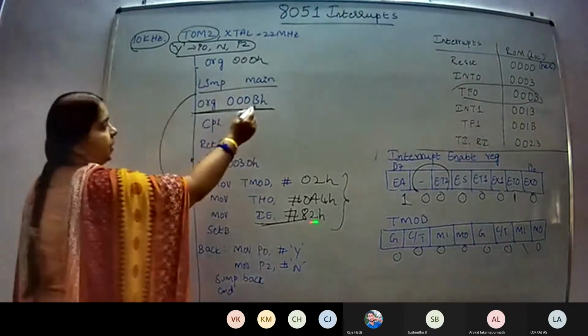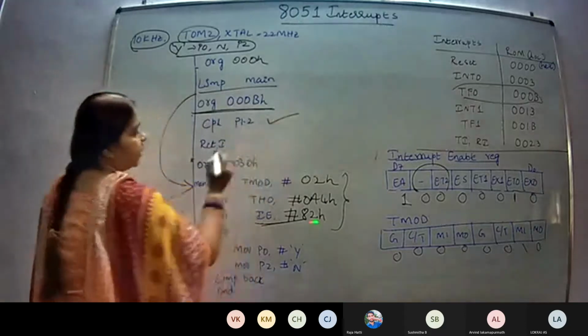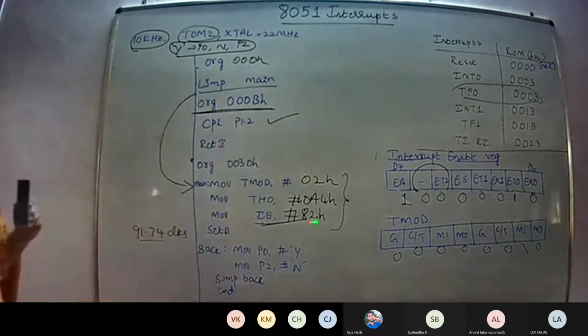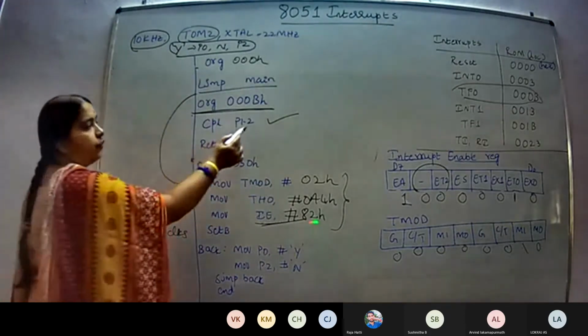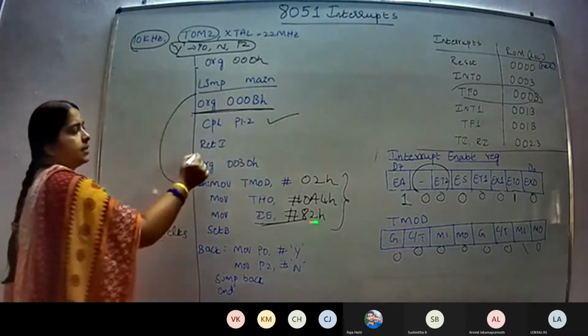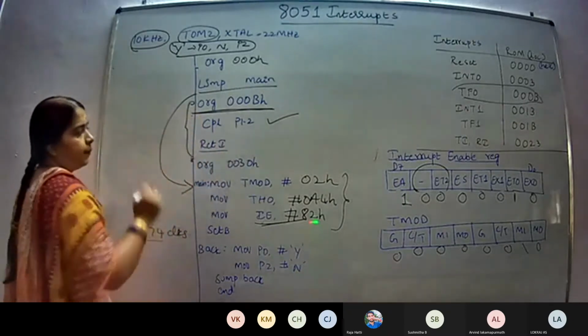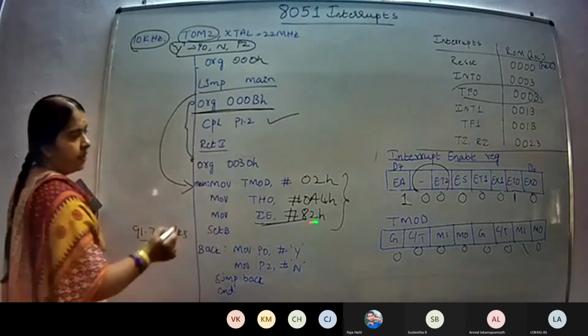So 000BH is written. What should happen there? A square wave should be generated. Just complement P1.2. They have told where to generate the square wave. It is at the second bit of port 1. Next, just return from interrupt, RETI. This much is the interrupt program. Next, this is our main program. The main program is here.